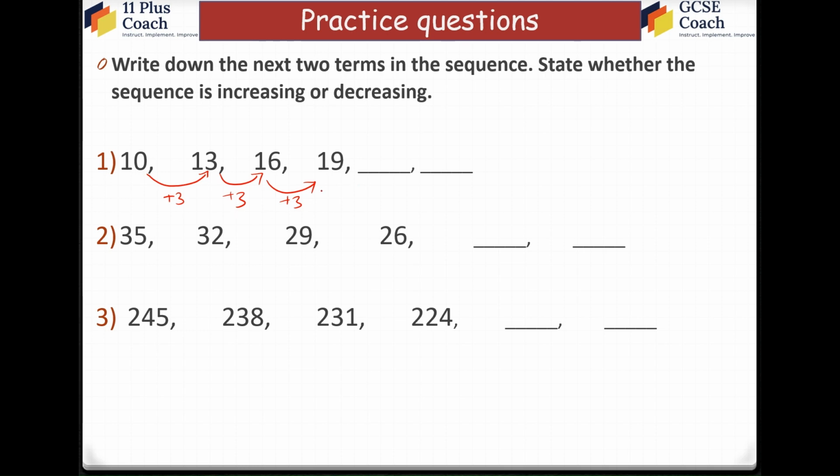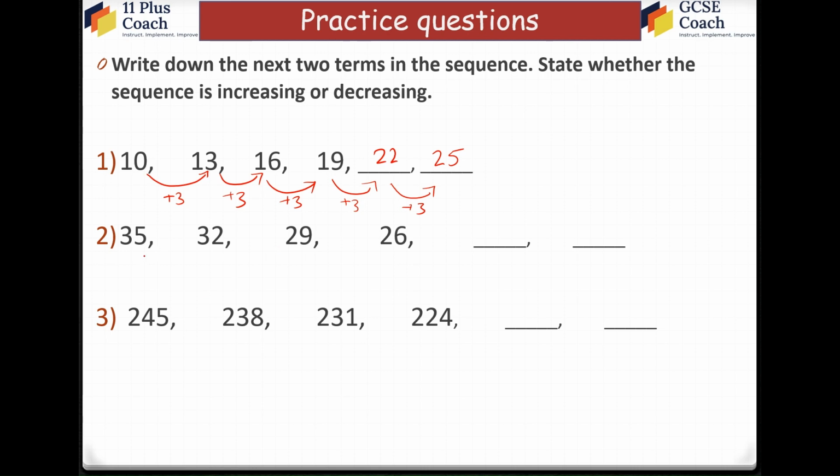So anyway, the next number, I have to add 3 to 19. So I'll get 22. That's my next number. And then I add 3 more to get to the number after that, and that will give me 25. So these are the next 2 numbers in this sequence.